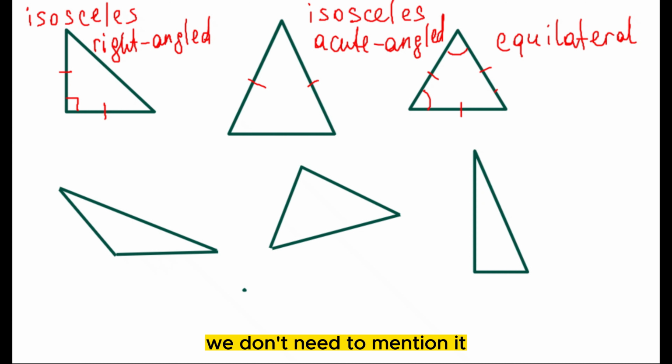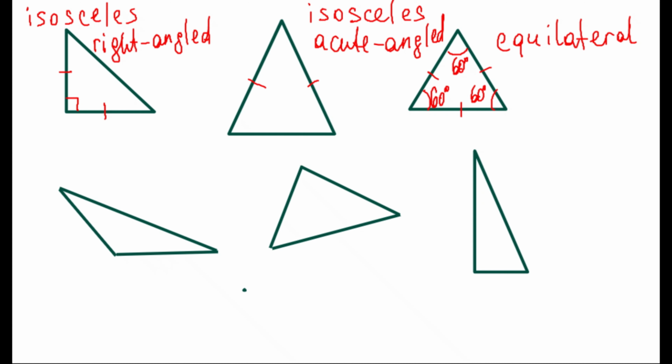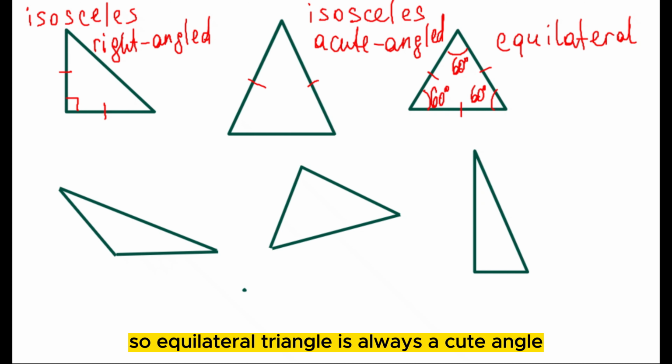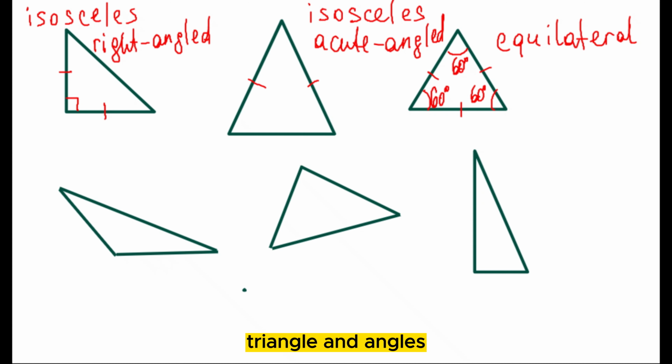we don't need to mention it because if it is equilateral, all angles should be same and all angles cannot be right, all angles cannot be obtuse. So there is only one choice, that all angles are acute and they are 60 degrees. As the triangle angle sum is 180 we divide by 3, so each angle is 60 degrees. So an equilateral triangle is always an acute angled triangle, and each angle is 60 degrees.